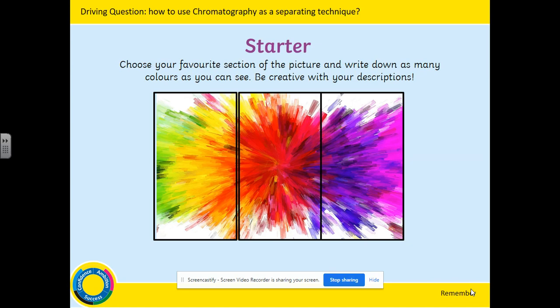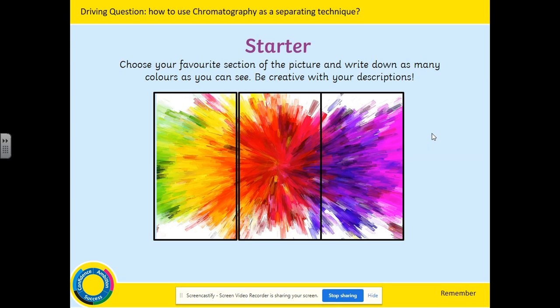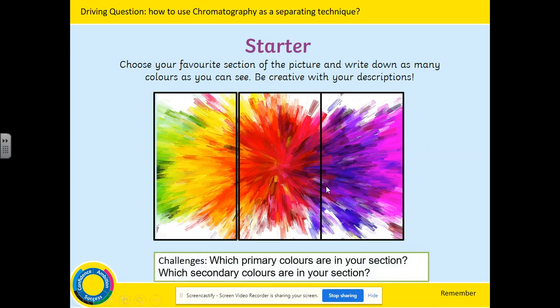Now, for your starter, choose your favorite section of the picture and write down as many colors as you can see. Be creative with your descriptions. Select any one of the three boxes on your screen and write as many colors as you can possibly see. Now, a little challenge. Which primary colors are in your section? Which secondary colors are in your section?